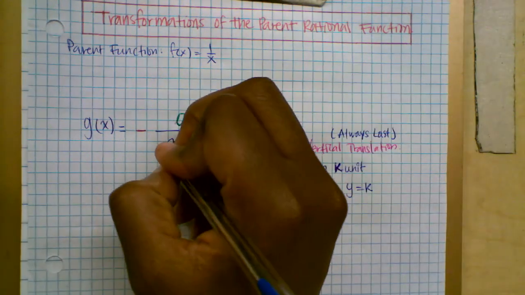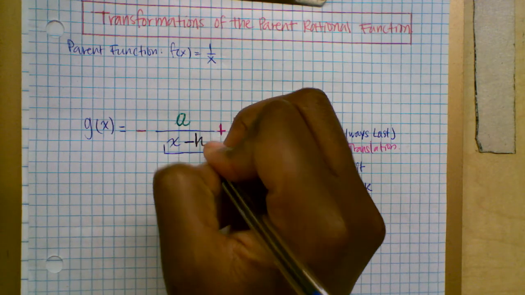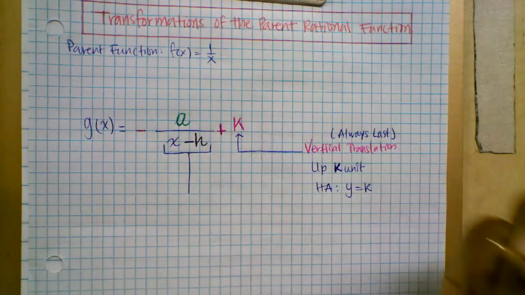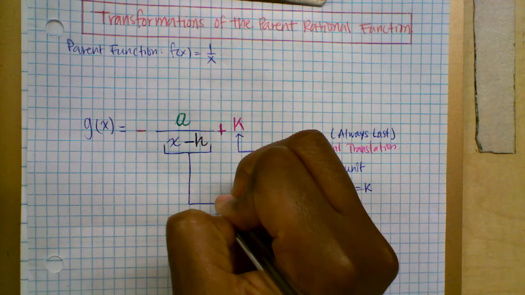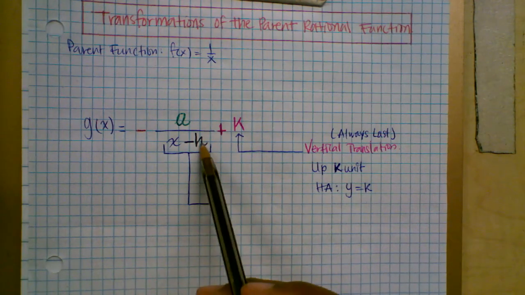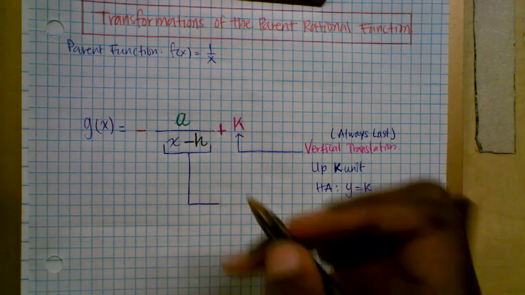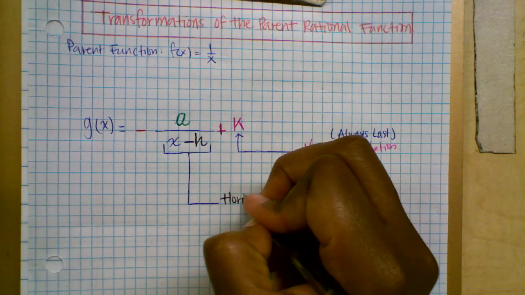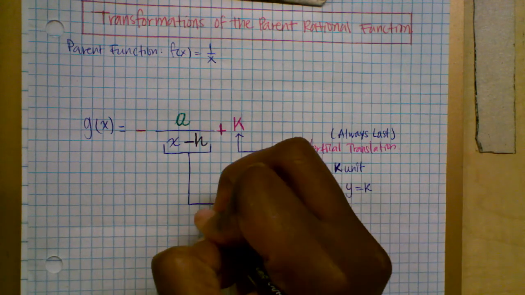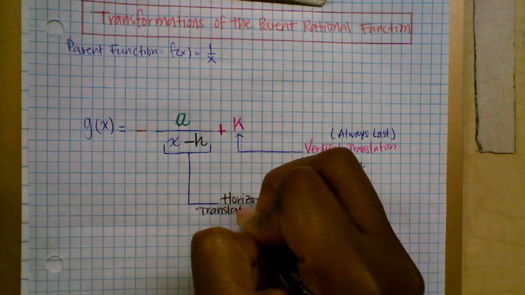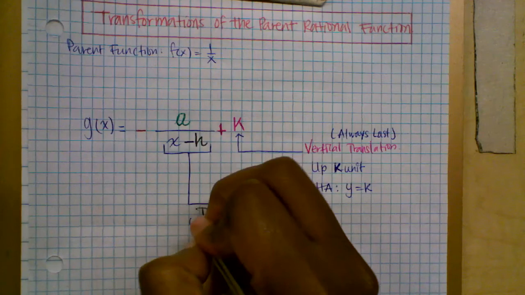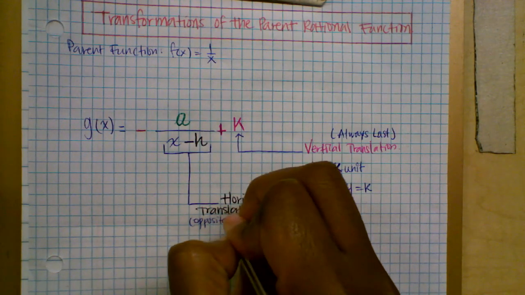The next one is this expression here, x minus h. What kind of transformation do you have here? Any number you see being added or subtracted from the x always refers to the horizontal translation. The horizontal translation is always going to be the opposite. You're going to do the opposite of whatever you see.